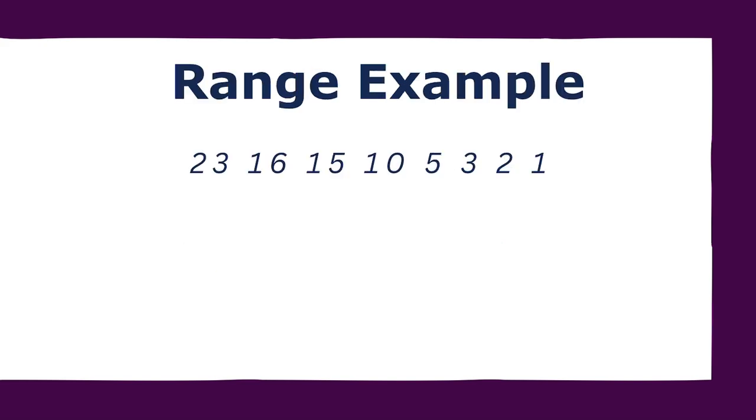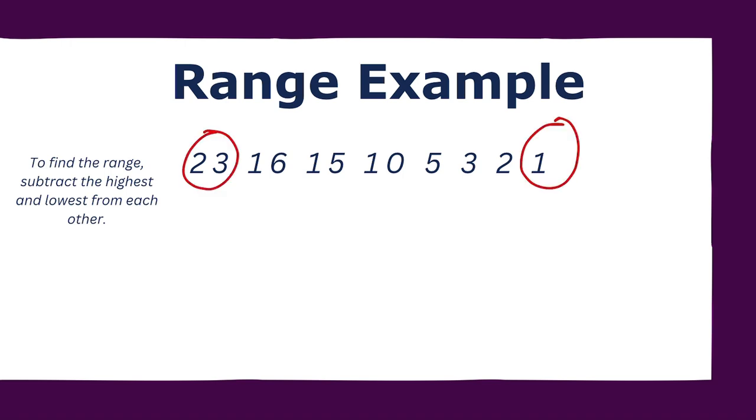So I have my first example, 23, 16, 15, 10, 5, 3, 2, 1. This is my data set, and I'm going to find the range. So to find the range, we're going to subtract the highest and lowest numbers from each other. So I'm going to do 23 minus 1. When I do that, I get 22. So that is telling me 22 is the range of this data set.